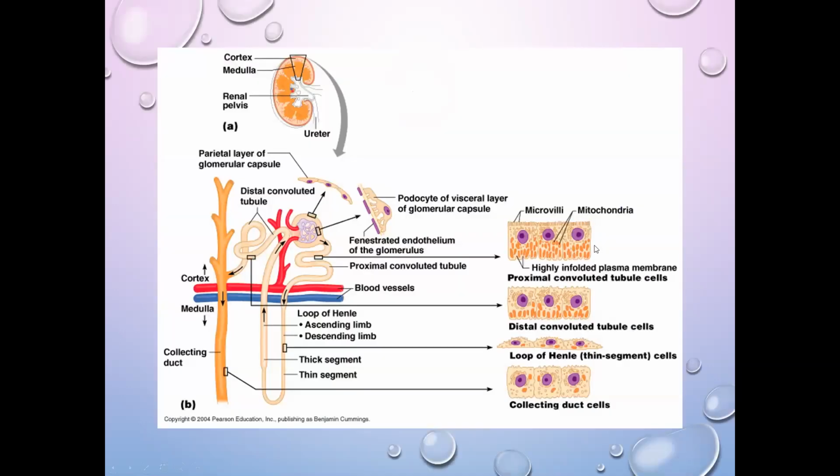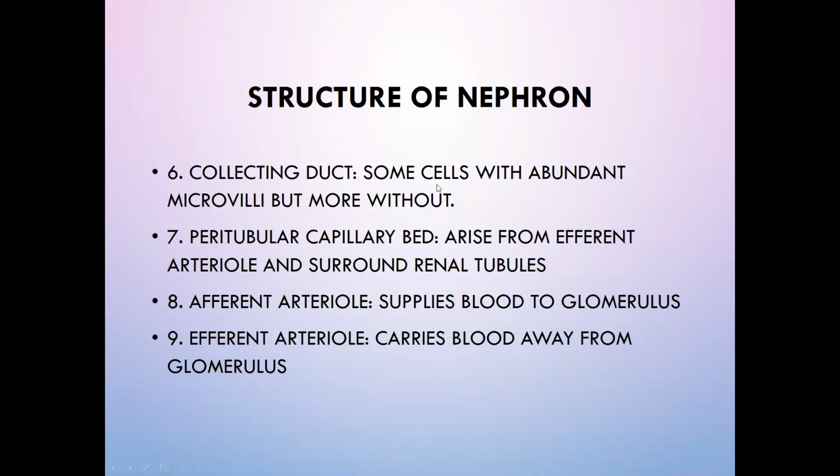So the Bowman's capsule and the glomerular capsule are the same thing. Here you can see the simple cuboidal epithelium of the proximal convoluted tubule, the distal convoluted tubule, and here's the descending limb of the loop of Henle. The ascending limb would look just like the distal convoluted tubule. And then the collecting duct has very few mitochondria because we're not really going to do any active transport with the medullary collecting duct cells. Some cells have abundant mitochondria if they're in the cortical part, but the medullary part aren't going to have any.